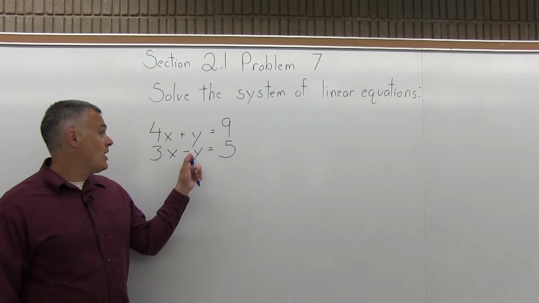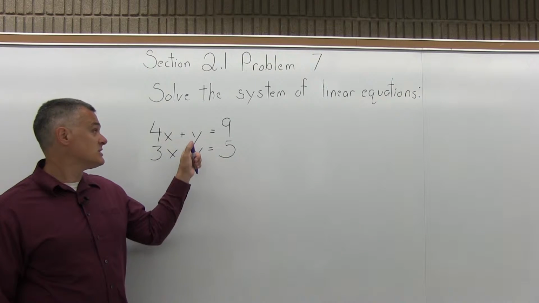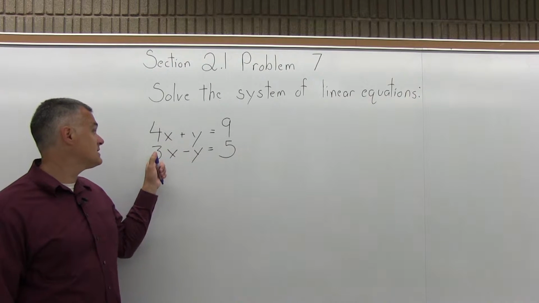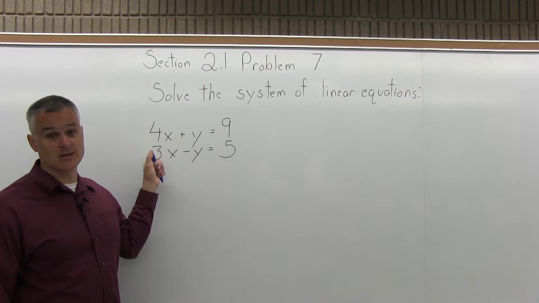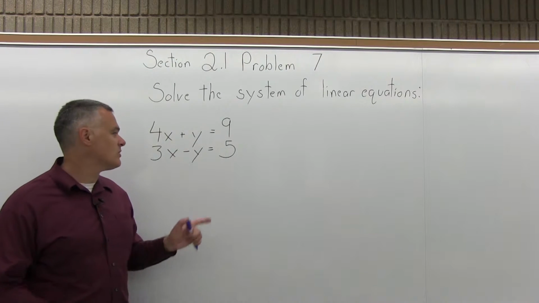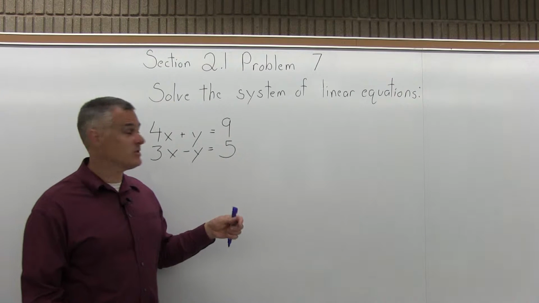Now the y is already set up with the same number in front but opposite signs. You essentially have positive 1y, negative 1y. You could make the x's cancel. You could go with a 12x and a negative 12x and it would give you the same answer, but there's no reason to do all that extra work. I'll just add them together now and cancel the y's. I can go right to step 2.